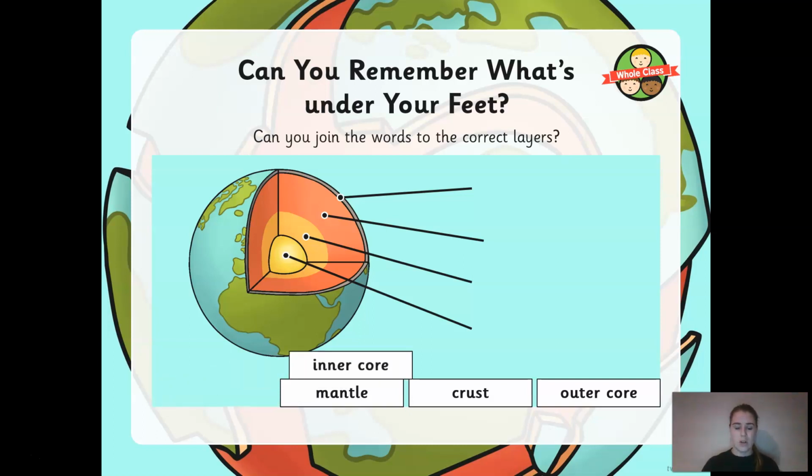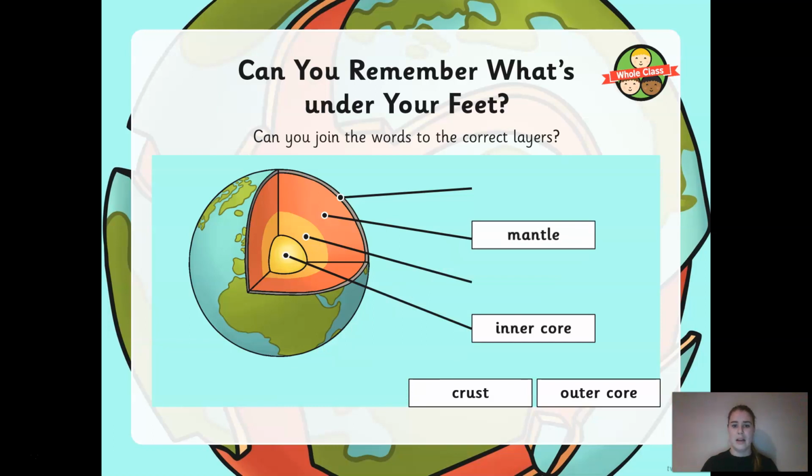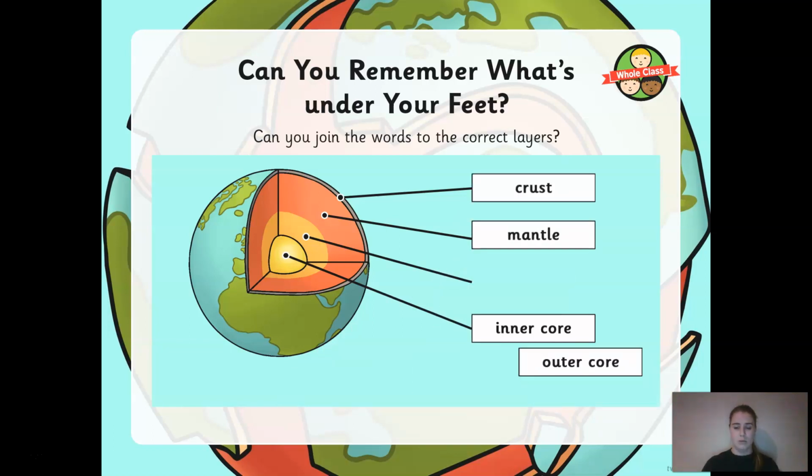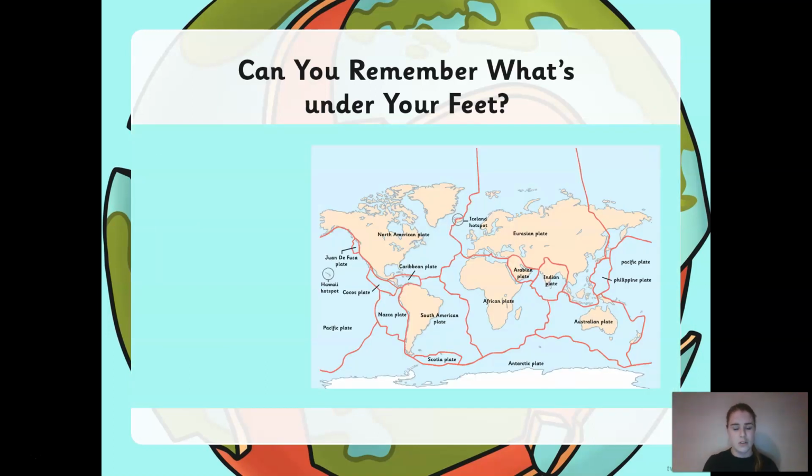Okay, so the inner core is going to be the very inside, so it's the centre point of our Earth. Now the next layer after that, we have our outer core. So we have the inner core and the outer core that's then protected. And then just before we hit the crust, which is the very top layer, we have our mantle. And that's the thickest layer of our Earth. So well done if you got those all correct.